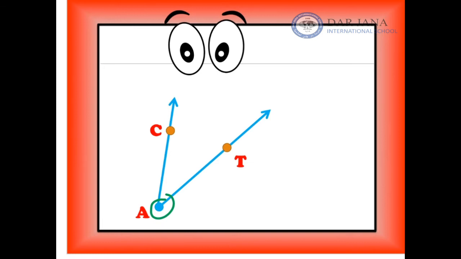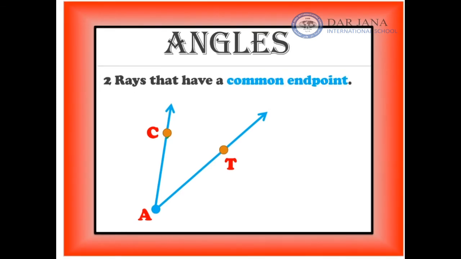In math, anytime that I have two rays that are connected, or have one common endpoint, what's between these two rays I'm going to call an angle. So what's the meaning of an angle? An angle is a figure formed by two rays that have the same endpoint.